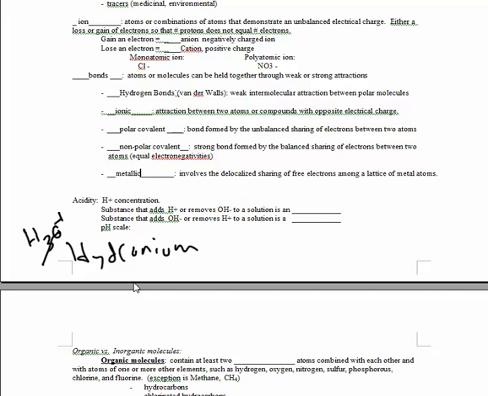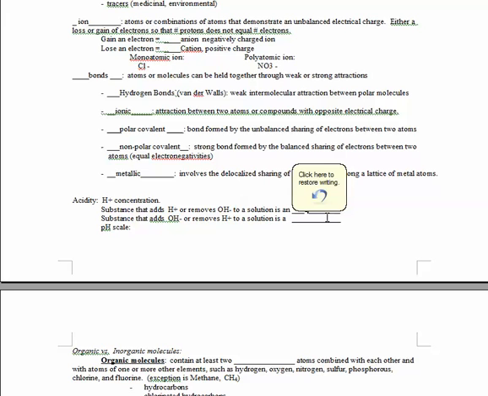Now, any substance that will add H plus or remove OH minus to a solution is known as an acid, right? So anytime you increase the H plus or lower the OH minus, it's an acid. Conversely, anytime you add OH minus or remove H plus to a solution, it's known as a base. And sometimes you'll see it not referred to as bases, but alkaline. You'll see the term alkaline, which is also referring to bases.